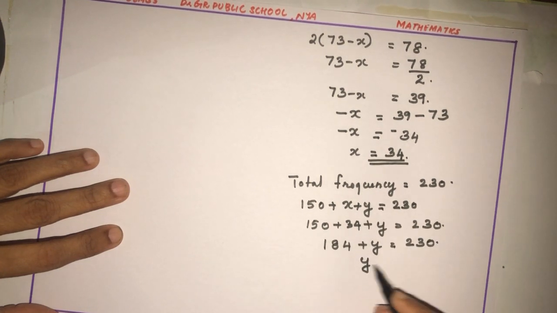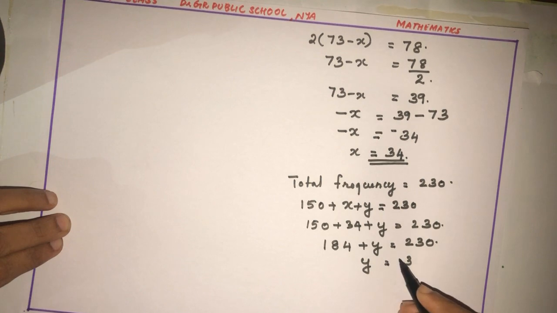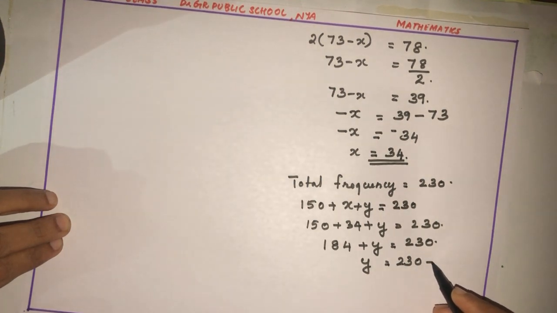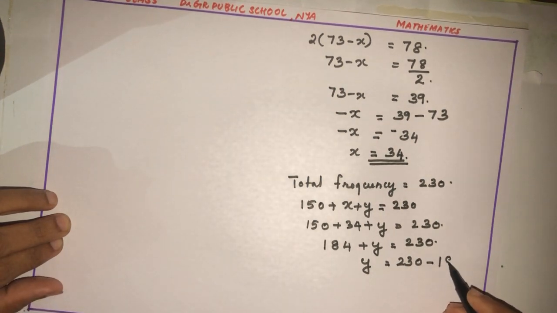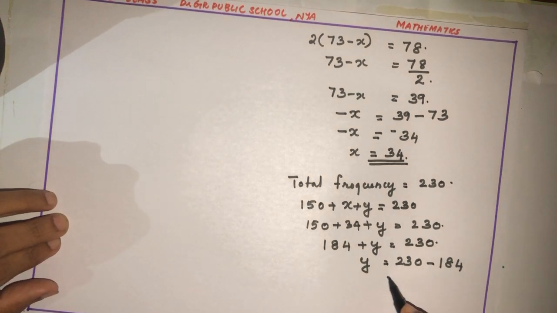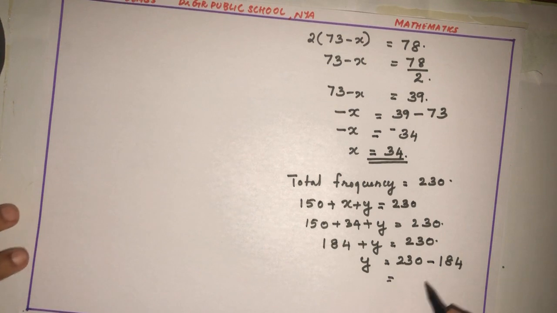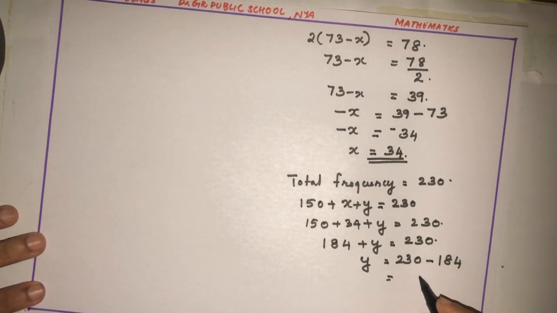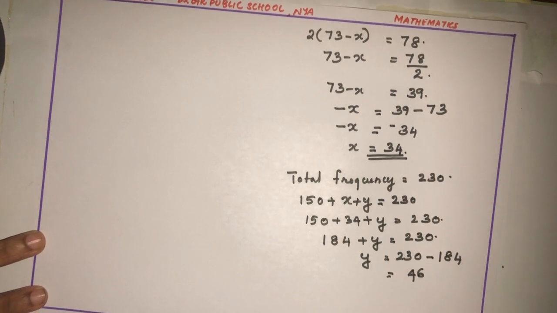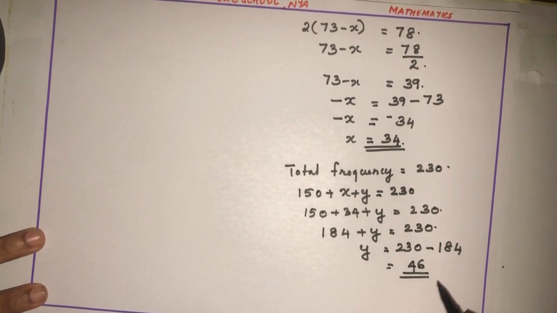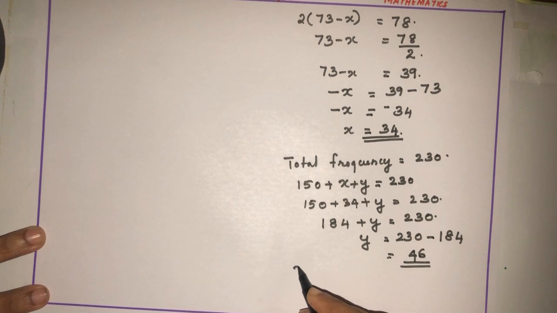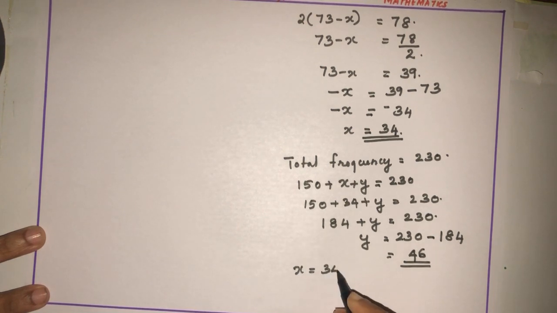So y equals 230 minus 184. What is it? 230 minus 184, 46. Okay, children. So we got the missing frequencies x equals 34 and y equals 46.